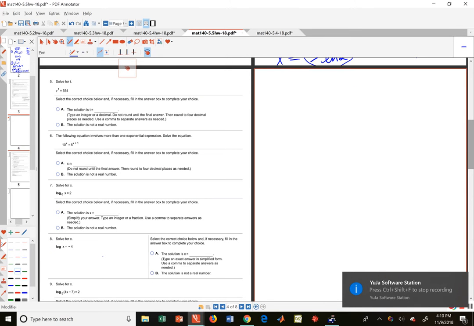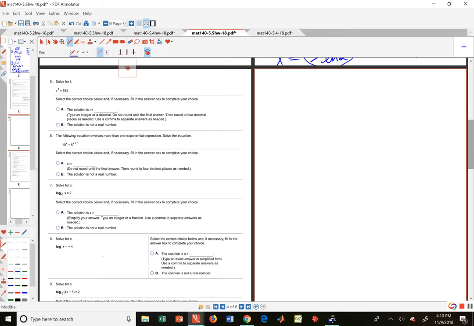Okay, back to section 5.5. We're doing logarithmic equations, and they're going to get a little tough here in a minute. Not quite yet, but we still have an easy one here. This is an exponential equation, and we definitely don't want to do this by trial and error. What e to the t is 554.